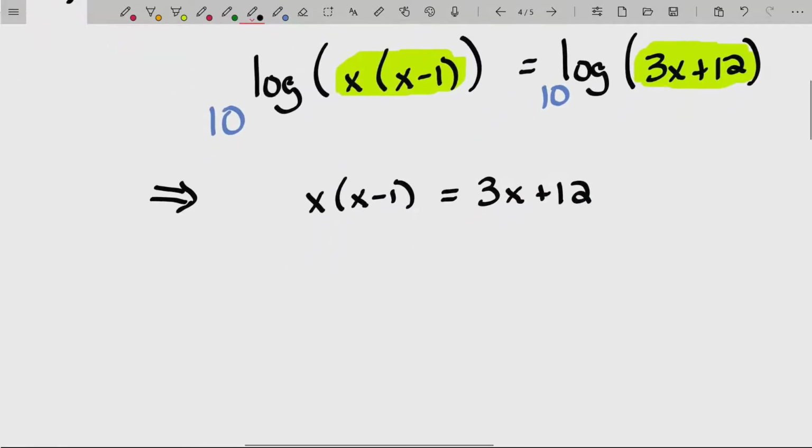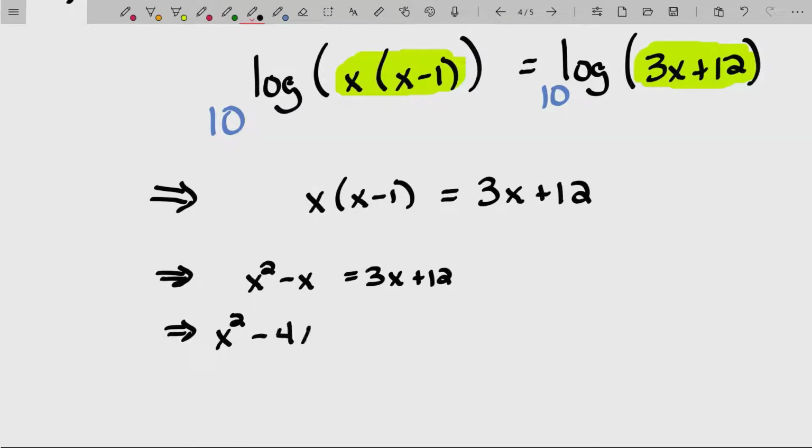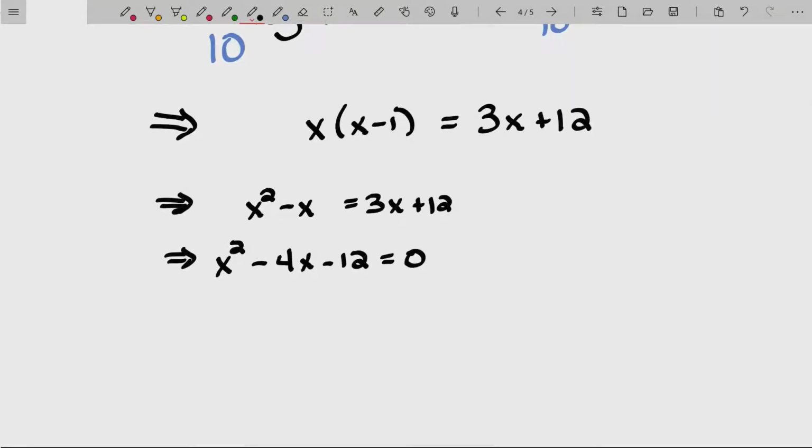And at this point, it's an old school algebra problem, right? X squared minus x is equal to 3x plus 12. Subtract 3x and 12 from both sides, so x squared minus 4x minus 12 is equal to 0. And hopefully that factors. It looks like it does. X minus 6 times x plus 2 is equal to 0.